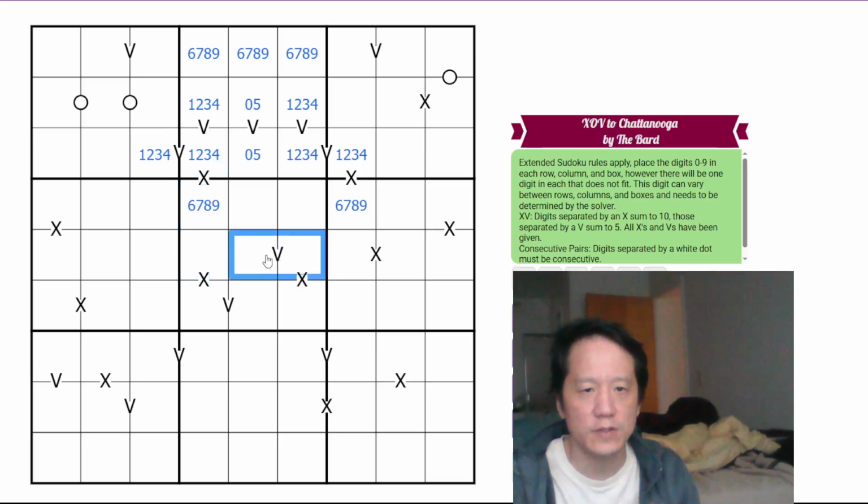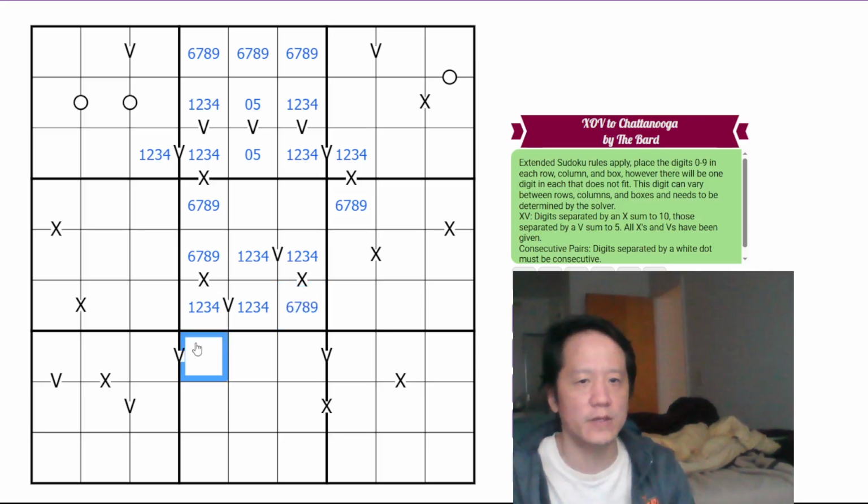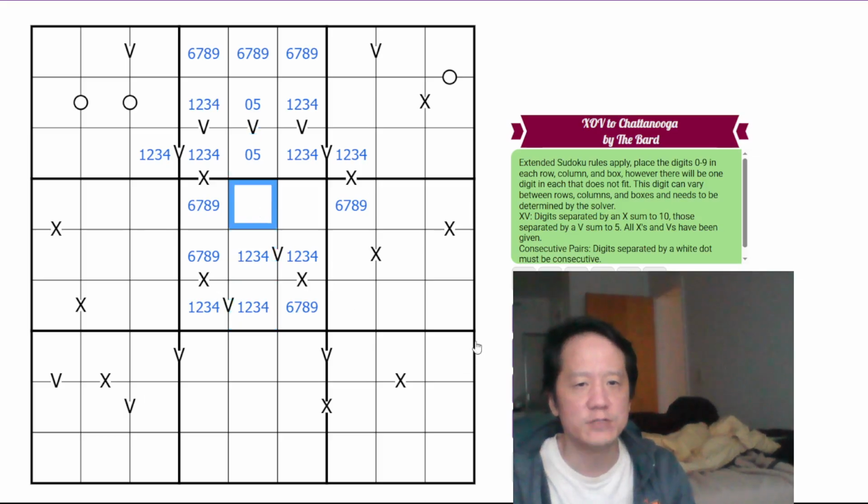Okay. These are 1 through 4, and they're next to an X, so it cannot be 0 through 5 in either of these. This must be 6 through 9 here, 6 through 9 here. 0 through 5 cannot be any of these cells. Therefore, this must be a 6 through 9. Right? Then this has to be a 0 or 5, and we're not sure which.